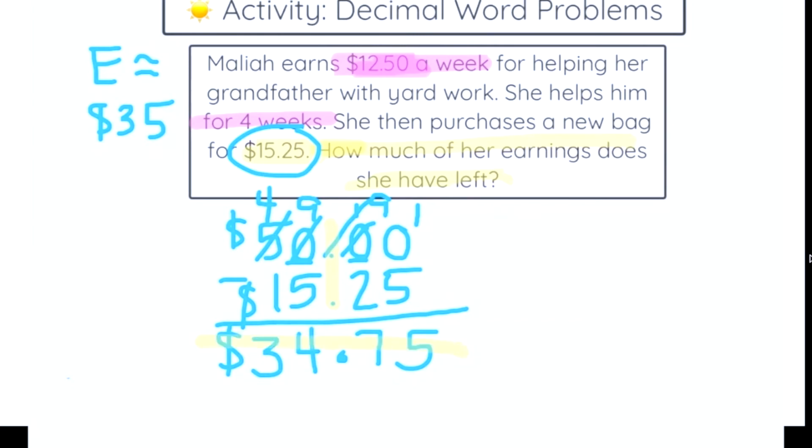So what this number is telling us is the amount of money that Malia had after she spent $15.25 on her new bag. And this answer is totally reasonable. Our estimate was around $35, and we got $34.75.